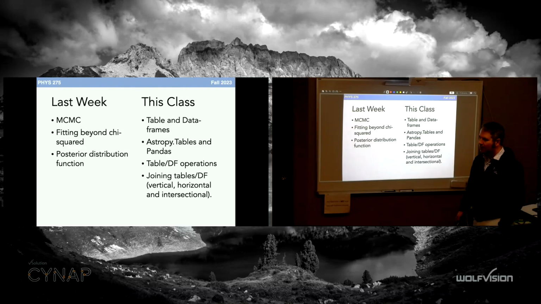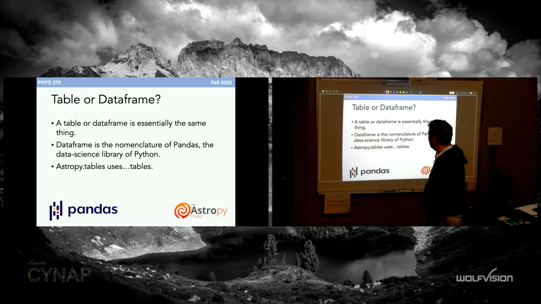All right, so we did MCMC fitting, so we actually went a little bit beyond the chi-squared and introduced you to the posterior distribution function. Today I want to talk about tables and data frames. So AstroPy tables and pandas. The table and data frame are the same thing, really, close enough. So why are there different packages doing the same thing is a good question. And so how you join those two.